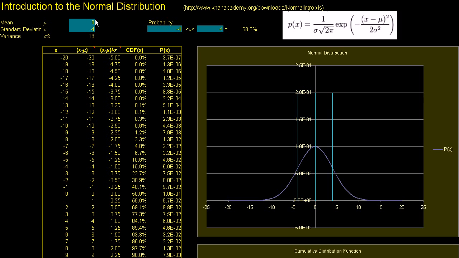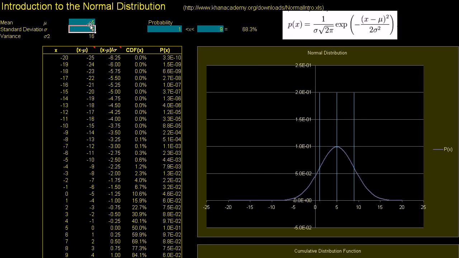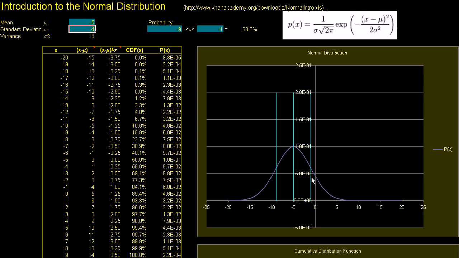And so what happens when you change the mean? If the mean goes from 0 to, let's say, 5, notice this graph just shifted to the right by 5, right? It was centered here, now it's centered over here. If we make it -5, what happens? The whole bell curve just shifts 5 to the left from the center.